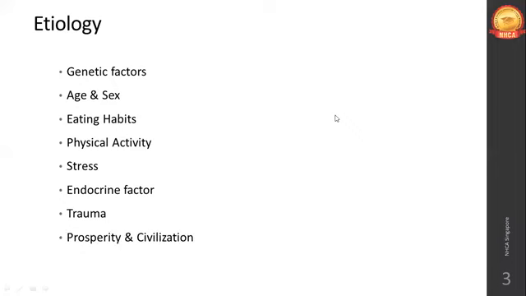Then prosperity and civilization. As I have mentioned earlier, in most prosperous or developed countries like the UK, Russia, USA, people who generally come from a higher socioeconomic status, and not just in these wealthy countries but also in underdeveloped countries, the section of people from a higher socioeconomic class, the rate of obesity is much higher in this particular class of people.